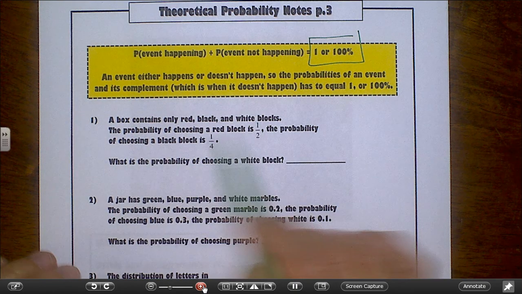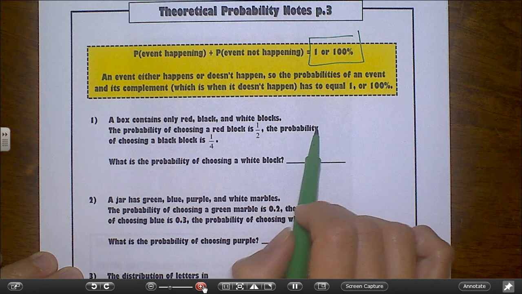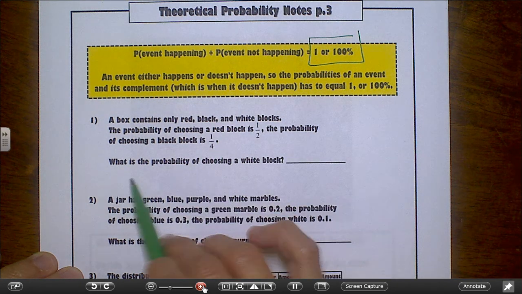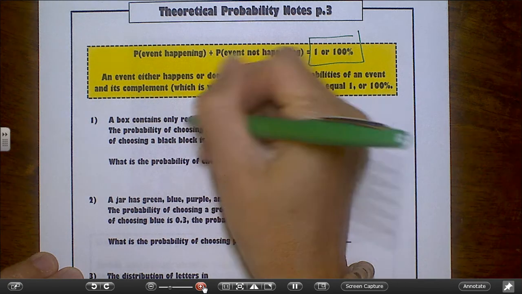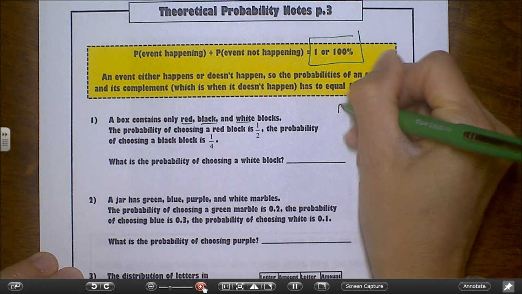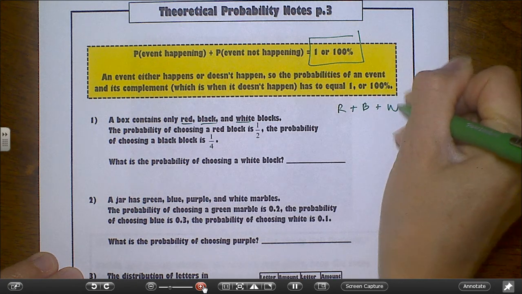So a box contains only red, black, and white blocks. The probability of choosing a red block is 1/2. Probability of choosing a black block is 1/4. What's the probability of choosing a white block? All right, so I have 3 options. I have red, black, white.